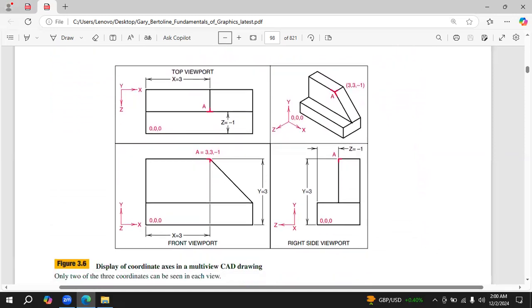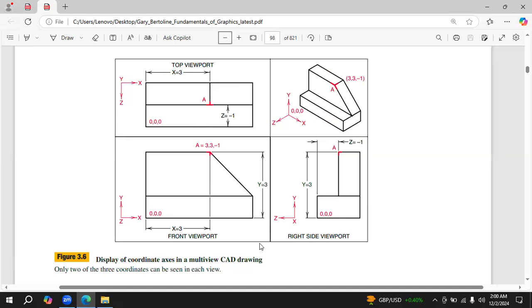Here is an example of a multi-view drawing. This is the 3D CAD model, and these are the 2D model developments, or the multi-view drawing, or the orthographic views of this 3D view. If you observe this 3D view from upside, you do have this top viewport. If you want to see it from the front side, you will have this 2D kind of view.